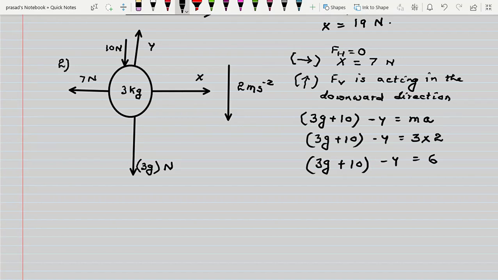Or that means y is equal to 3g plus 10 minus 6, which will come out to be, if you take g as 9.8 and plus 10 minus 6, that is plus 4, which is to 3 significant figures, 33.4 Newton.